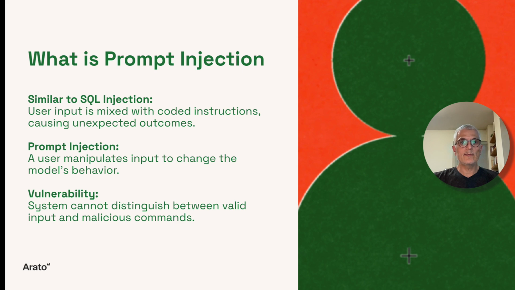First of all, what is prompt injection? Prompt injection is a form of attack where an adversary manipulates the input to a large language model in such a way that it causes the model to behave unexpectedly or output unintended results. To better understand this, let's look at an analogy with SQL injection, a well-known attack vector in traditional web applications.